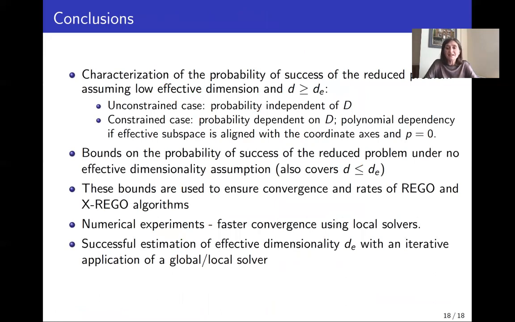And I will end here. We have developed this general framework and studied random embeddings for special structure and for general objectives, and tried to quantify both theoretical and numerical properties.